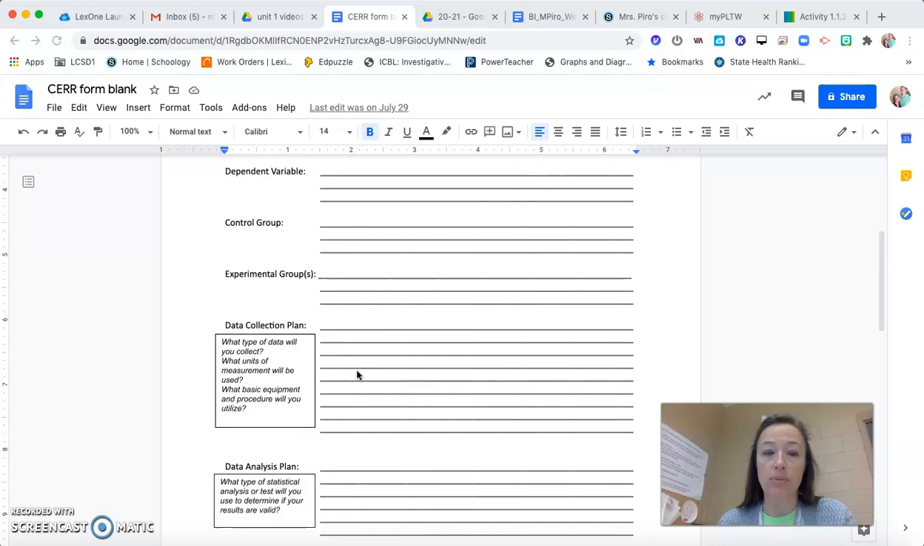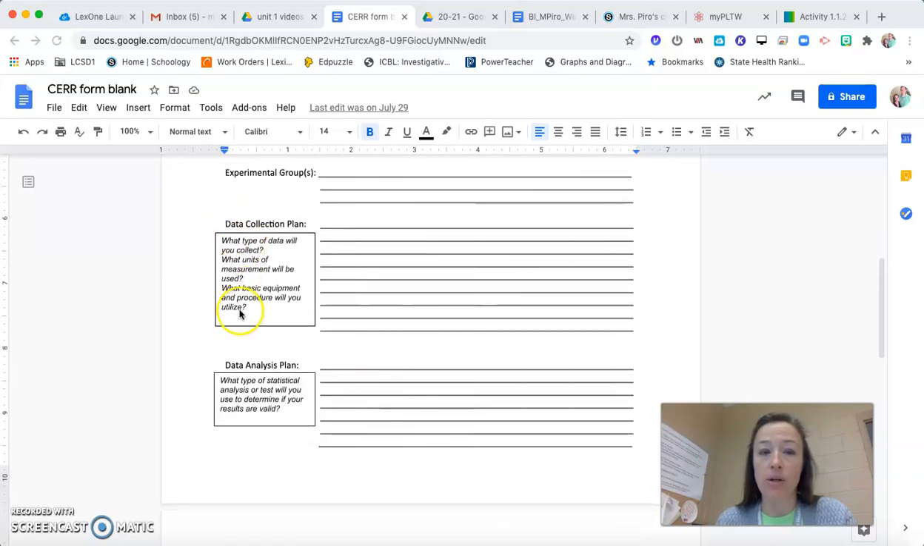Your data collection plan, you want to make sure you answer all three of these questions. What type of data are you collecting? That is almost always, I could probably say always, going to be quantitative data. We don't really work with qualitative in AP Bio. So you would just write quantitative over here. It does not need to be in complete sentences. What units of measurement? Put your units. If there's no units, write no units so that that question is still addressed.